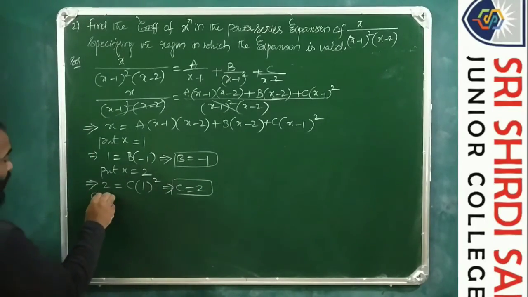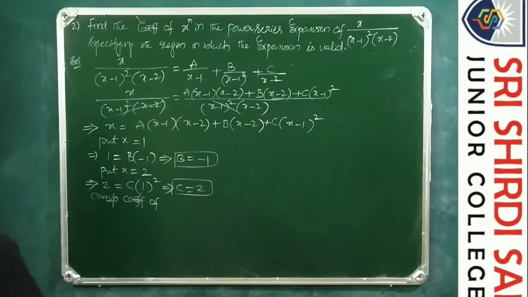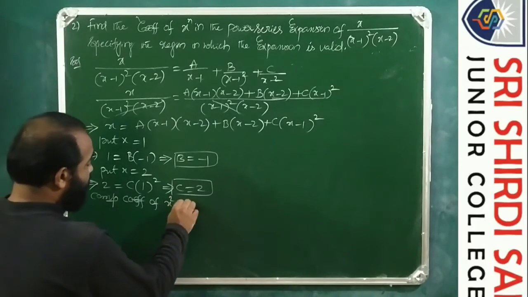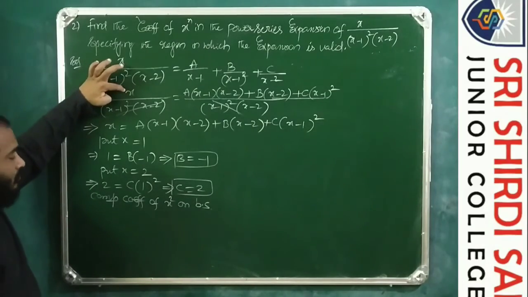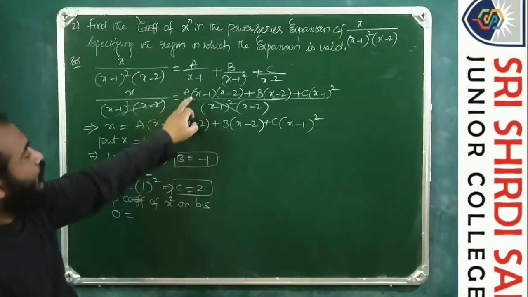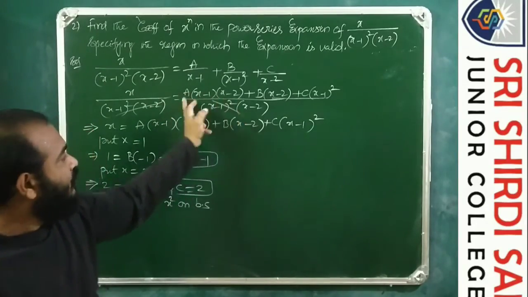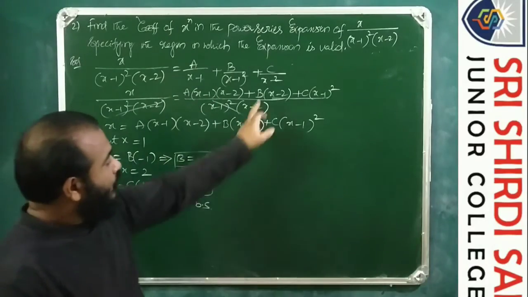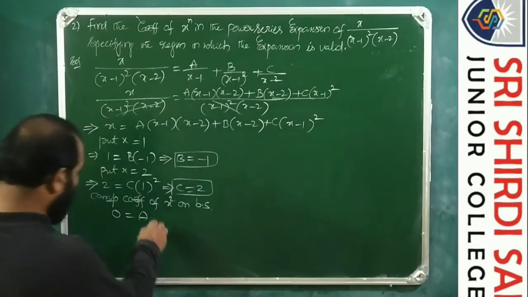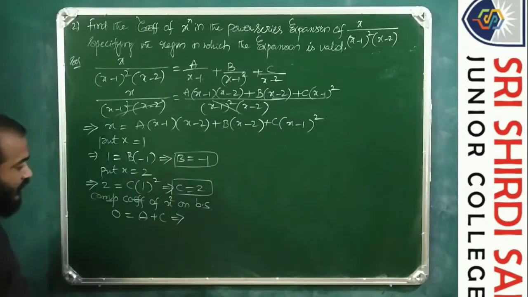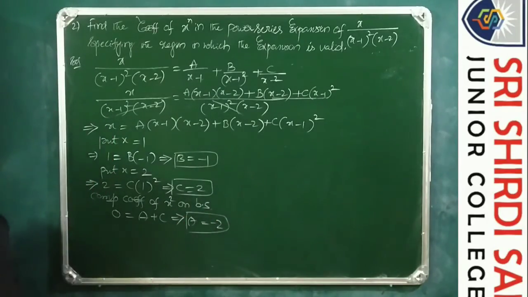Likewise, comparing the coefficients of x square on both sides. Here we don't have any x square term, therefore its coefficient is 0. On expanding this, we'll get an x square term here, so the x square coefficient is a. Here, x square minus 2x plus 1 on expansion, so the x square coefficient is c. So a plus c equals 0. From this, a equals minus 2. So these are the three terms that we get.